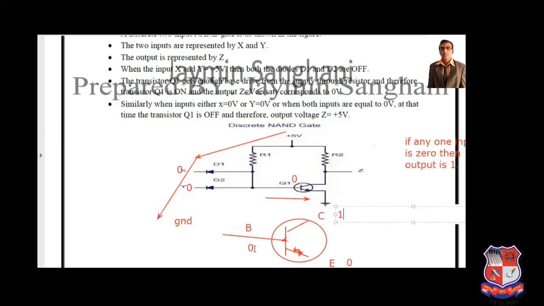So here 0 volt means what? Low voltage. 0 is equal to low voltage. And here also we can get low voltage, but here the voltage is high. Why? Because in common emitter configuration, output has a 180 degree phase shift. If base is low, then collector is maximum. So here we apply 0 volt, then output is 1 volt. For 0, 0, output is 1.